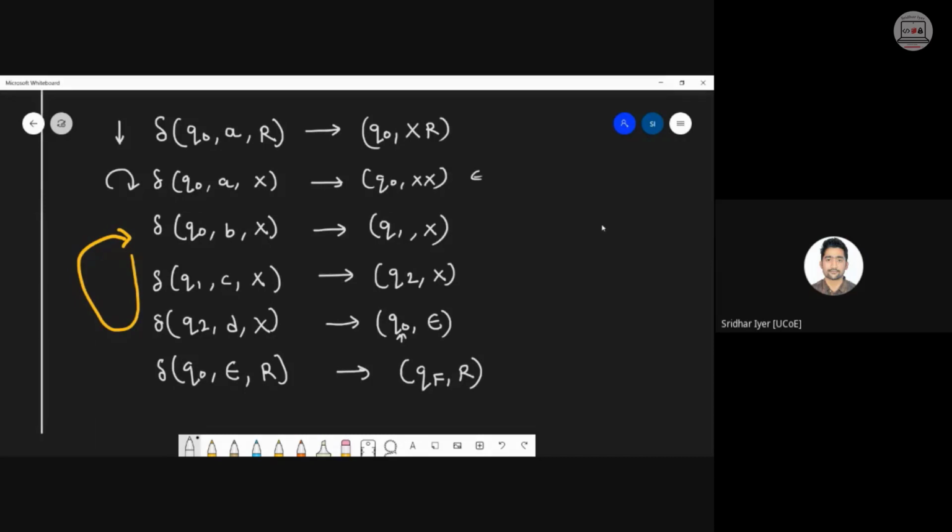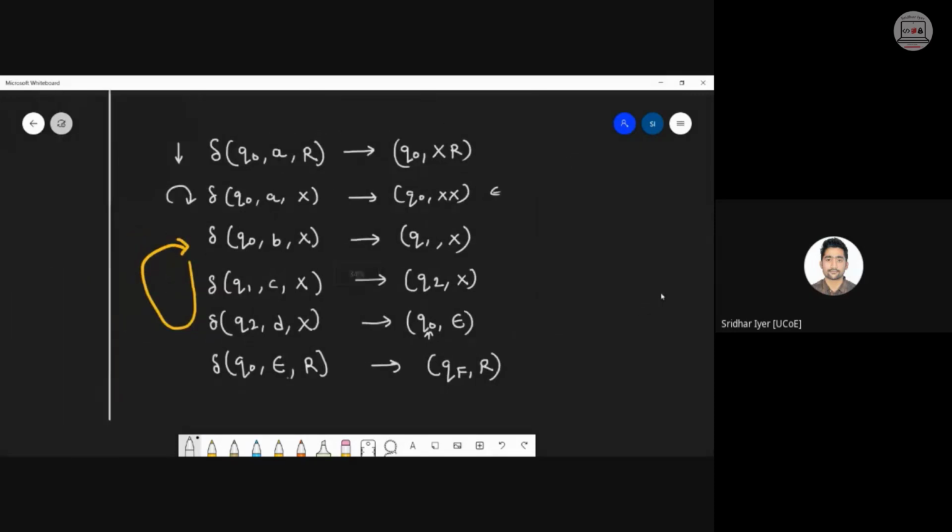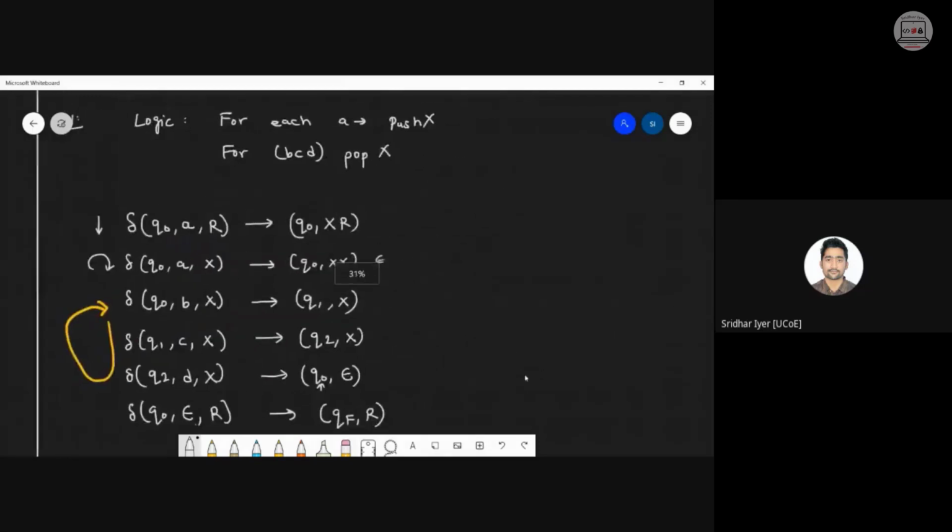And at the end, from Q0 state, if the input is empty and the top is R, we will straight away jump to the final state. Am I clear? Is this problem clear with you? Do let me know. Others who have joined late, I have actually explained it once again, but still, if you want me to explain it again, you can ask me if you want. I guess this question is simple.